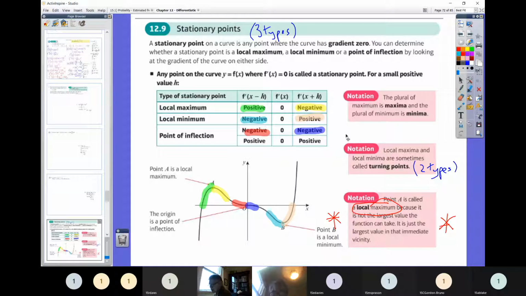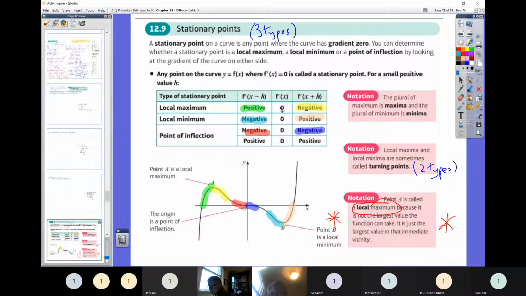Okay, so that's just the definitions. It's useful to know, because if a question says find the turning point, you know it's got to be either a maximum or a minimum. If the question says find a stationary point, you need to also consider a point of inflection. So I just want to talk you through this table again.